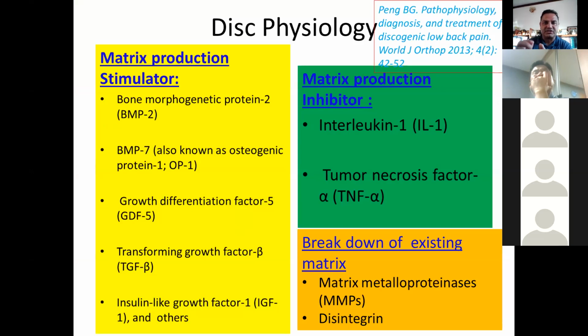The disc is in homeostasis through the balance of matrix production stimulators and matrix production inhibitors, and the breakdown of the matrix by different biologics. Bone morphogenetic protein 7, growth differentiation factor 5, transforming growth factor beta, and insulin-like growth factor are the stimulators. Whereas interleukin 1 and tumor necrosis factor alpha are inhibitors, and the metalloproteinases break down the matrix. By this formation and breakdown, there is a constant homeostasis. But when homeostasis is broken, problems start in the spine.